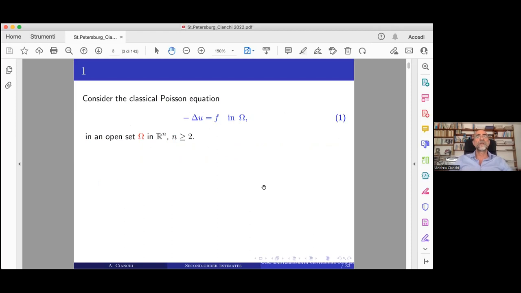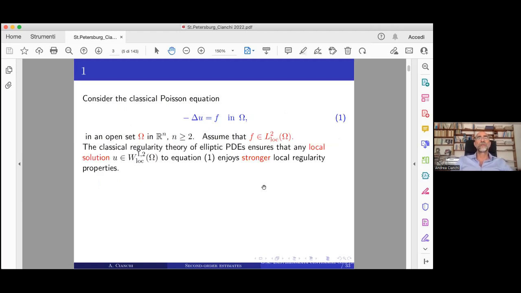Now, let me start by recalling what's going on with the classical Poisson equation, the linear equation, minus Laplacian of u equal to f in omega, where omega is, as usual, an open set in R^n, with n larger than or equal to 2. The right-hand side is assumed to be an L2 function, and it's well known that a priori a weak solution is just W^{1,2}_loc, but thanks to being a solution to this equation, it enjoys stronger regularity properties, which are just local if we are confined to local solutions.